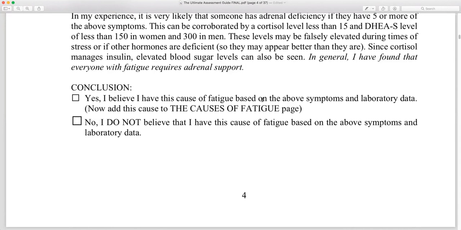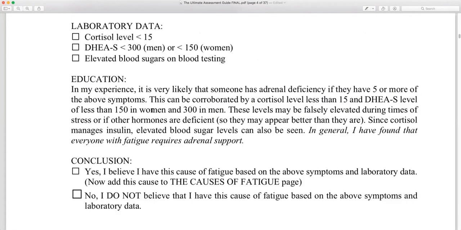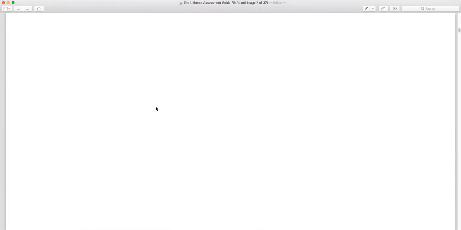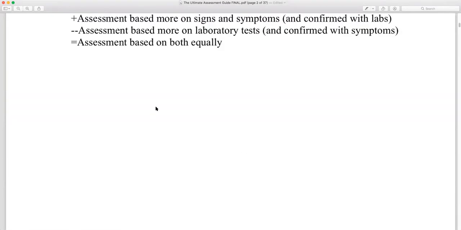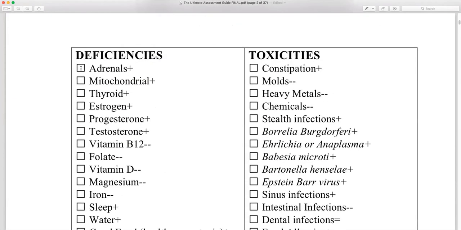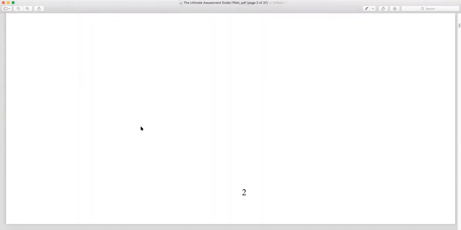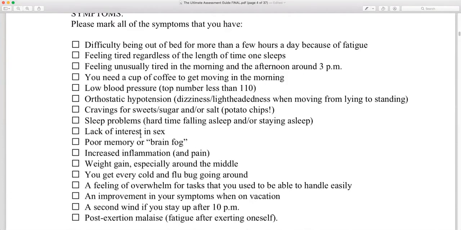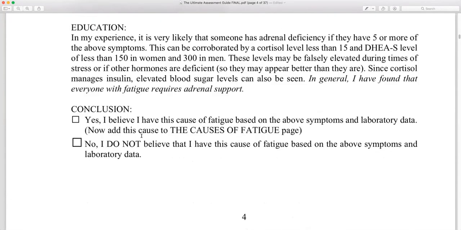So if it's yes, I believe I have this cause based on the symptoms and laboratory data, I'm going to check this off here. If it's going to let me. It's not going to let me. And say, now add this cause to the causes of fatigue page. So now I go back up to that second page. Here we are. And I'm going to check off the adrenals. And then I go on to the next page. So the next one is mitochondrial deficiency. So hopefully that makes sense.